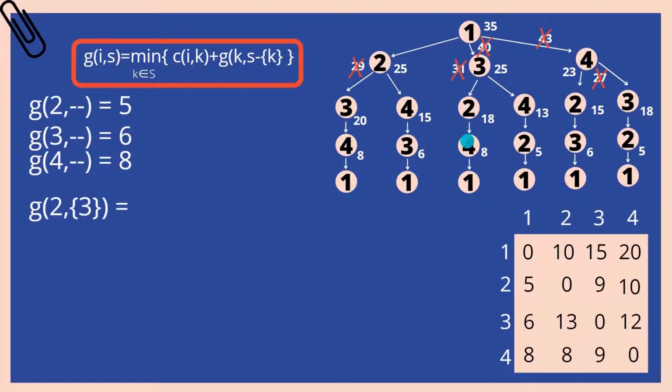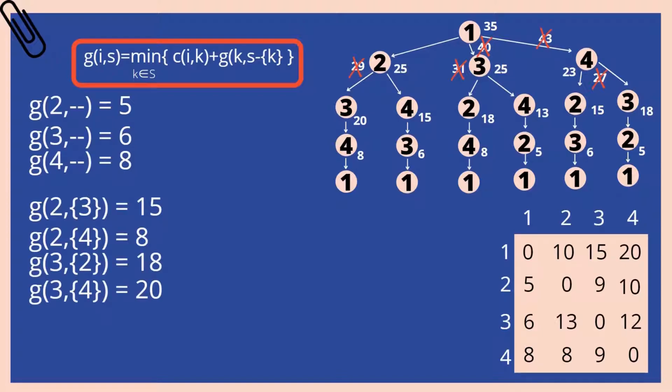So now 2 to 3 is 15. Similarly, 2 to 4, that is 8. And again 3 to 2, that is 18, and 3 to 4 is 20. Again 4 to 2 is 13 and 4 to 3 is 15. So we got our second subset. So now let's move one step above.